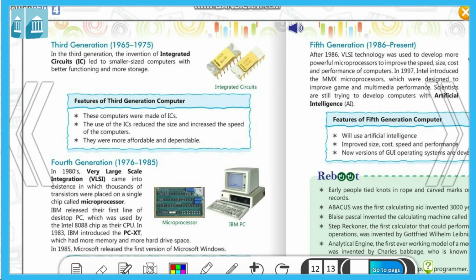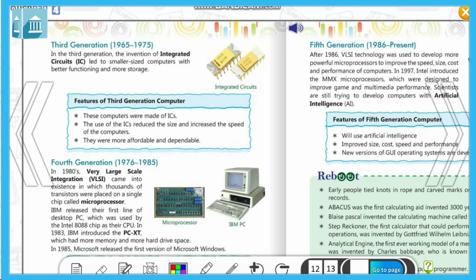First generation computers were made up of vacuum tubes. Second generation computers were made up of transistors and magnetic tape. And the third generation computers were made up of ICs, integrated circuits. The use of ICs reduced the size and increased the speed of the computer. With ICs the computer's size can be small and the speed faster compared to first and second generations. They were more affordable and dependable, not as expensive compared to first and second generation. So these are the features of the third generation.